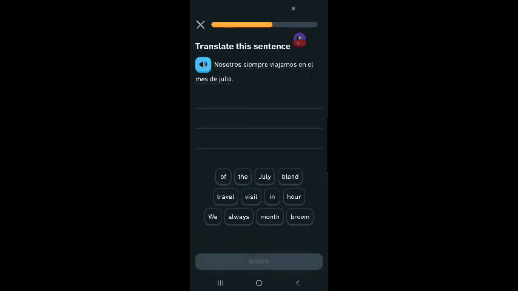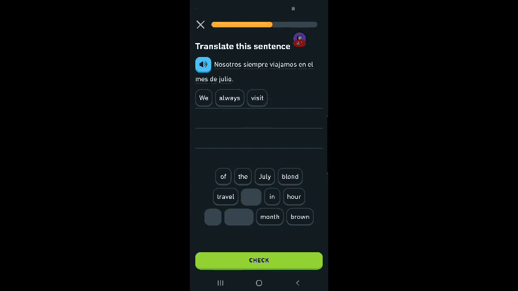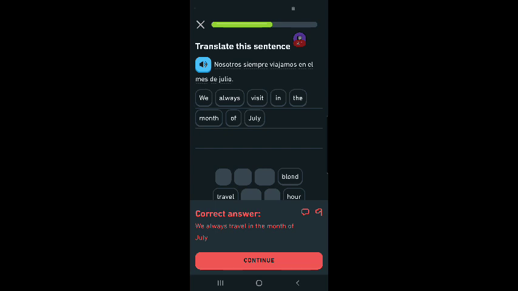Nosotros siempre viajamos en el mes de julio. We always visit in the month of July. We always travel. Okay.